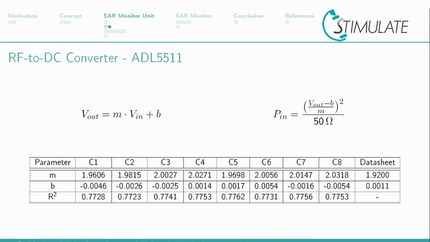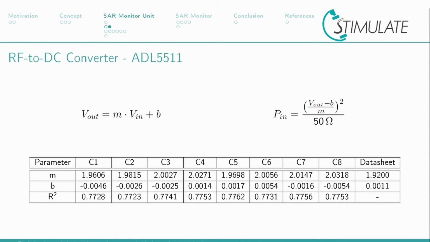So the output voltage is linearly dependent on the input voltage. Therefore, using this formula, the input power can be recalculated based on the output voltage and the regression parameters displayed in this table. It can be seen that all parameters vary from component to component and they especially differ from the values given in the datasheet. Not using the correct parameters can result in up to 15% variation on the calculated power. Therefore, a precise characterization is essential for low errors.